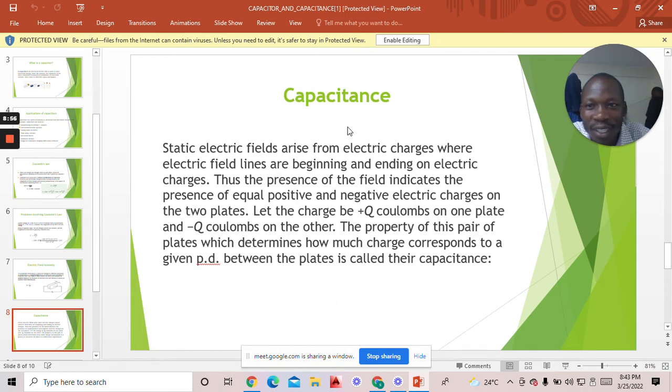So let's see what capacitance is. We already saw what a capacitor is. Now let's see what capacitance is. Static electric fields arise from electric charges, where electric field lines begin and end on electric charges. They usually begin.